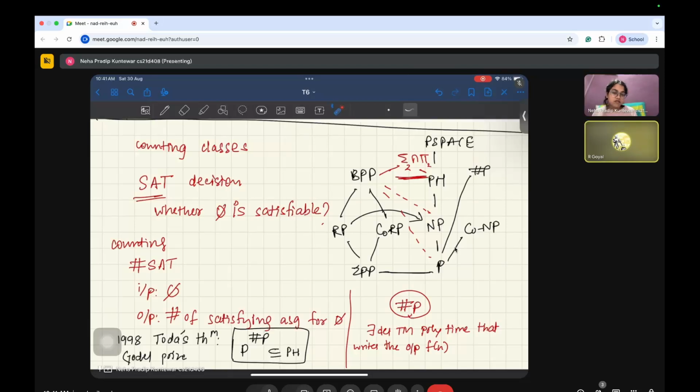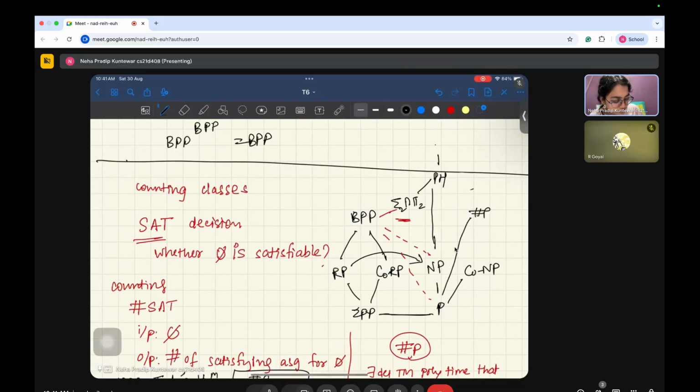And so when you write this PH as the intersection of Sigma 2 and Pi 2, what would it mean? I just meant that it is in the PH. So this is Sigma 2 intersection Pi 2, which is in PH, and this is in PSPACE.